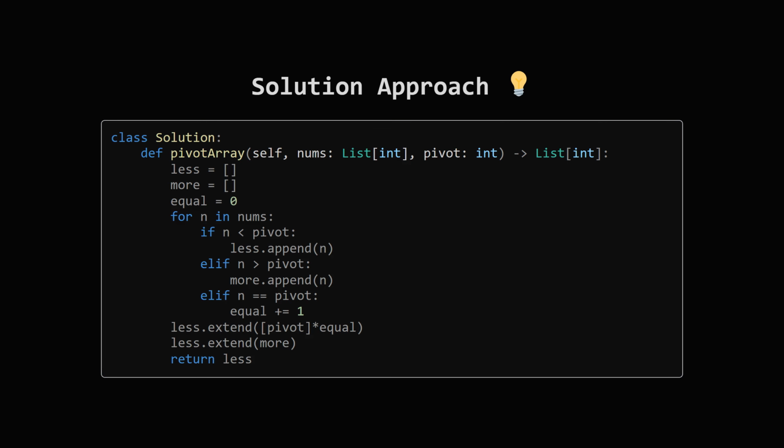Here's my solution. I created 3 separate lists, one for elements less than the pivot, one for elements greater than the pivot, and a counter for the number of elements equal to the pivot. Then, I just combined them in the correct order. It turned out to be pretty efficient.